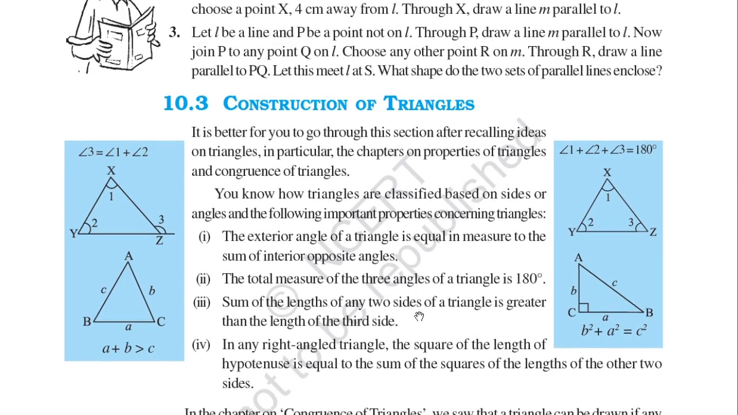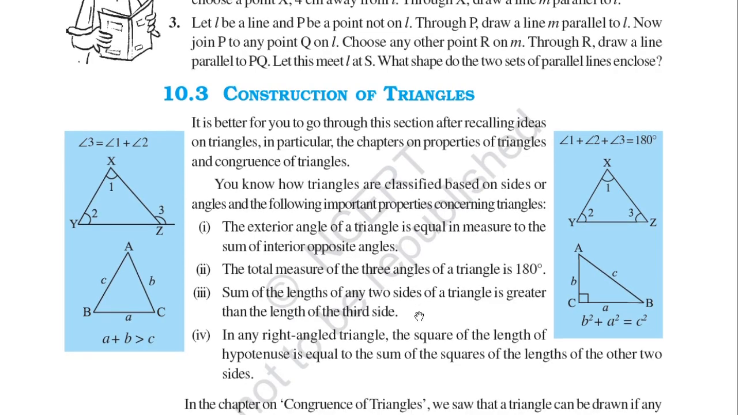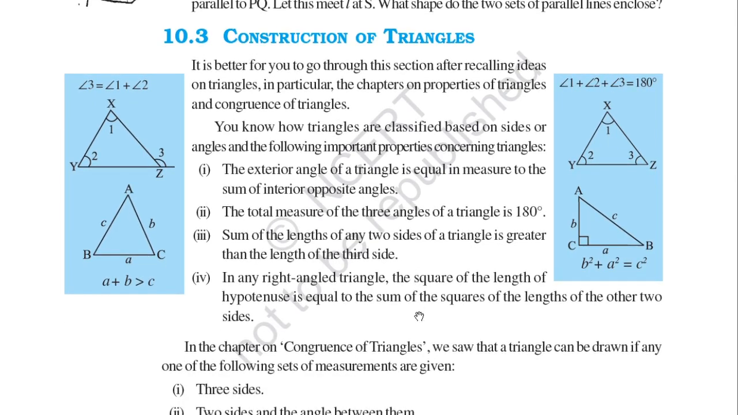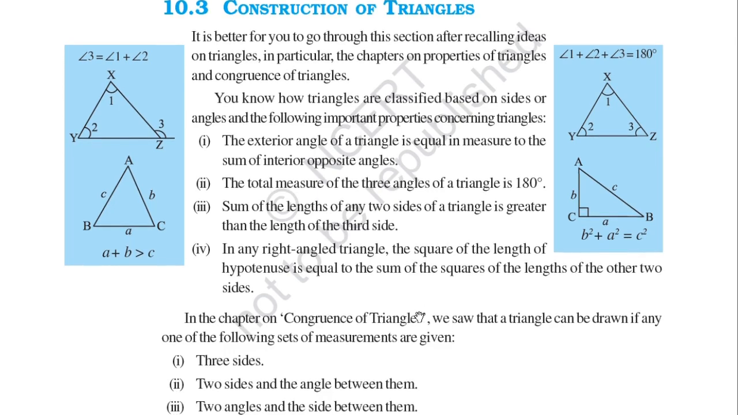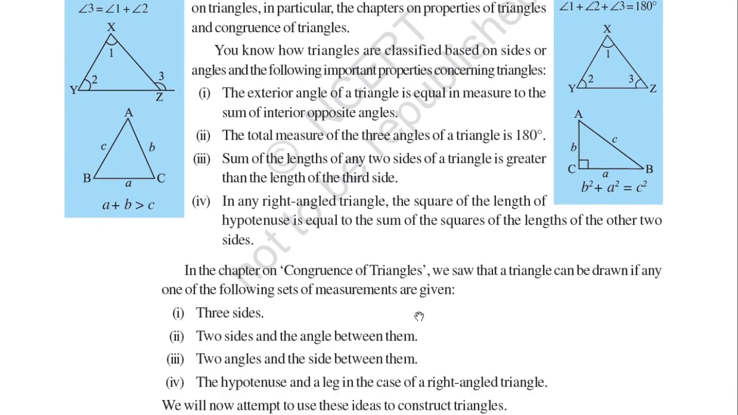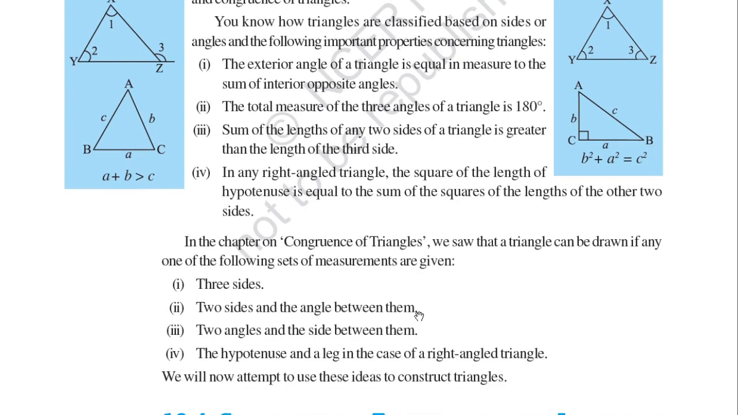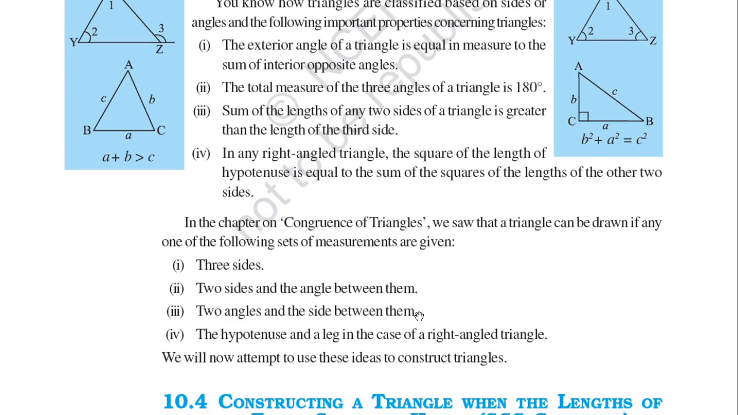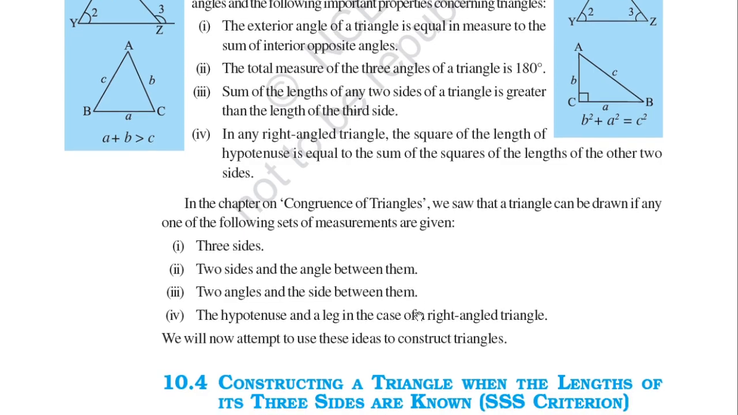10.3 Construction of triangles. It is better for you to go through this section after recalling ideas on triangles, in particular the chapters on properties of triangles and congruence of triangles. You know how triangles are classified based on sides and angles, and the following important properties concerning triangles. First, the exterior angle of a triangle is equal in measure to the sum of the interior opposite angles. The total measure of the three angles of a triangle is 180 degrees.